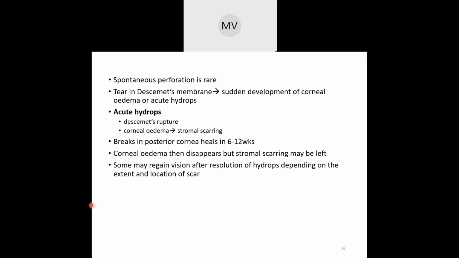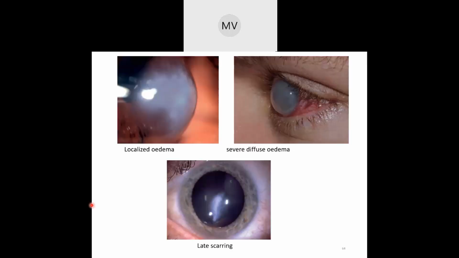Some may regain vision after a resolution of hydrops, depending on the extent and location of the scar.